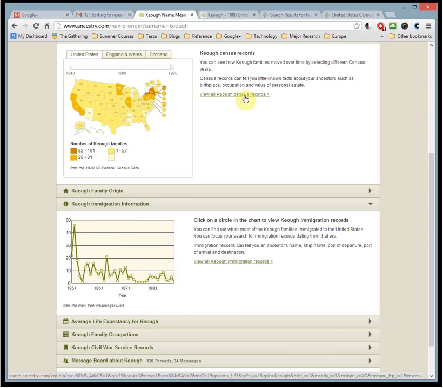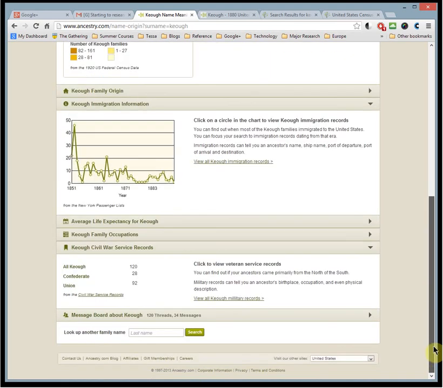And the final one I'll show you here is you can find out some information about Civil War service. So you can find that there were 121 Keoghs that you're going to find in the military records for the Civil War. And the breakdown is about, I would say, 3/4 on the Union side and 1/4 on the Confederate side. And if you think about your U.S. history, this would be because most of the Keoghs at that time would have been in states like Illinois and New York and Pennsylvania, and those are very strong Union strongholds.